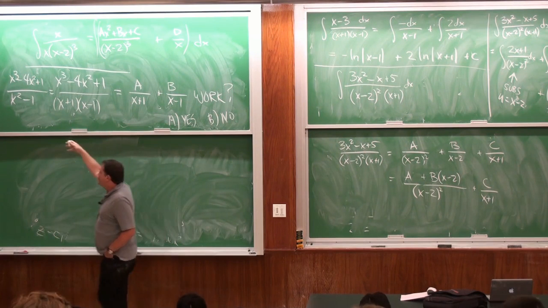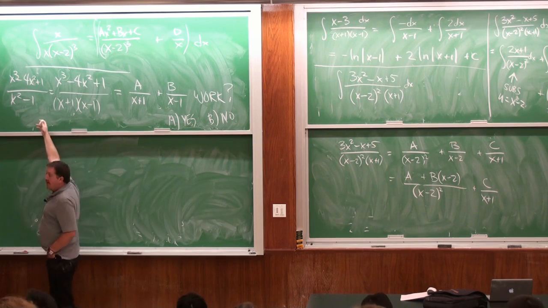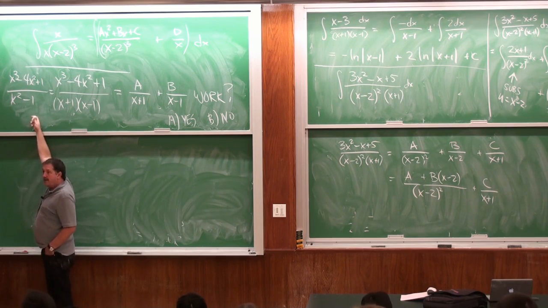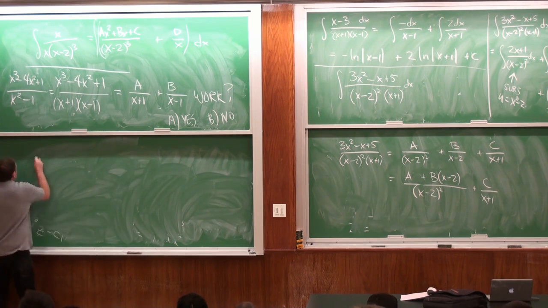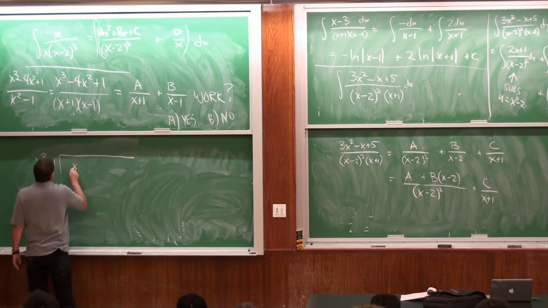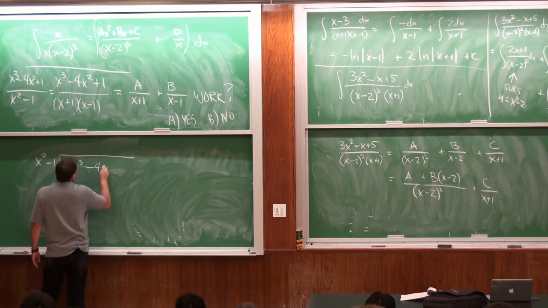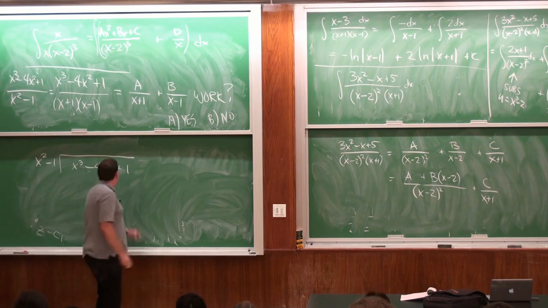So I need to do division. I need to say, if I multiply the bottom by x, I'll get an x cubed that I can subtract off. So I have to do long division here. I don't have to do it in exactly this form, but okay. I guess I'll leave room for x.